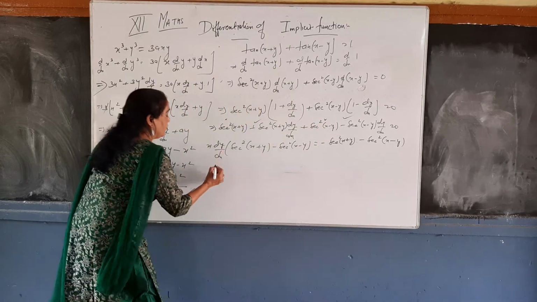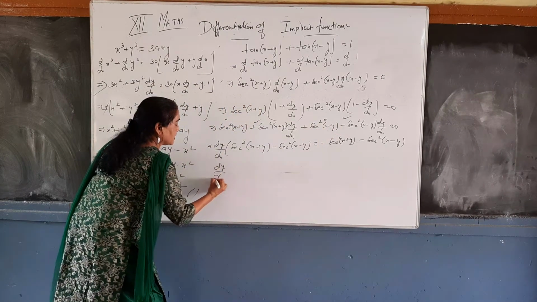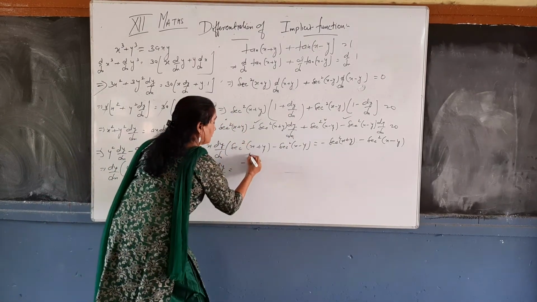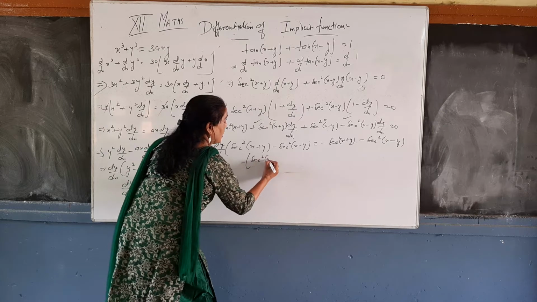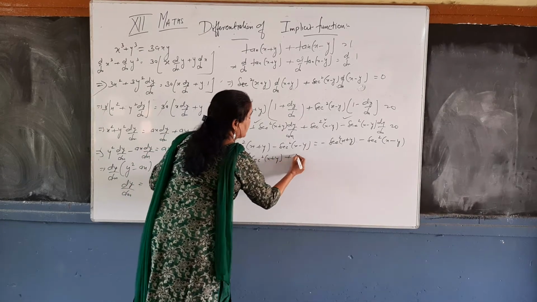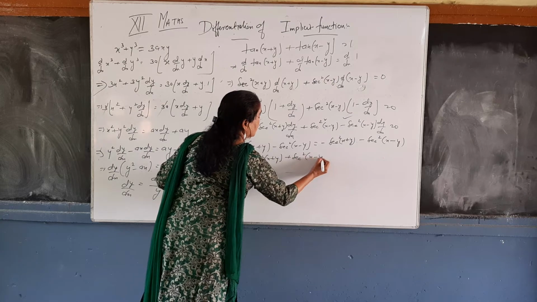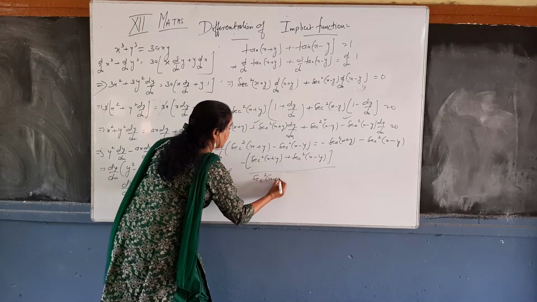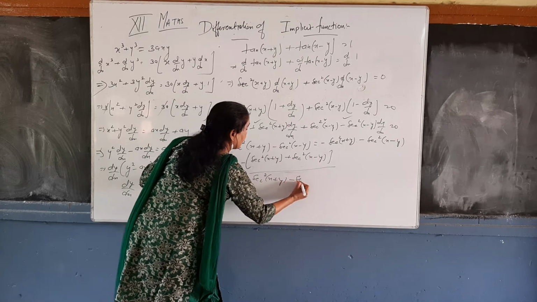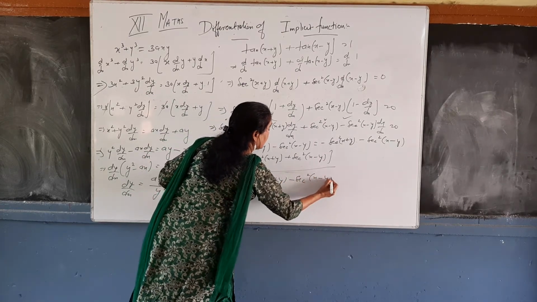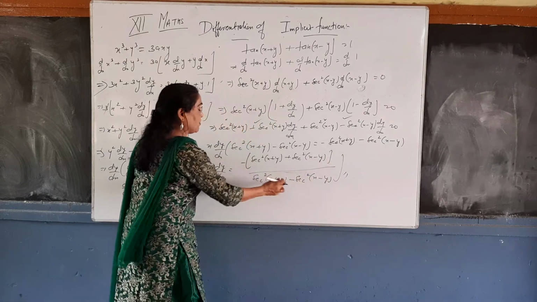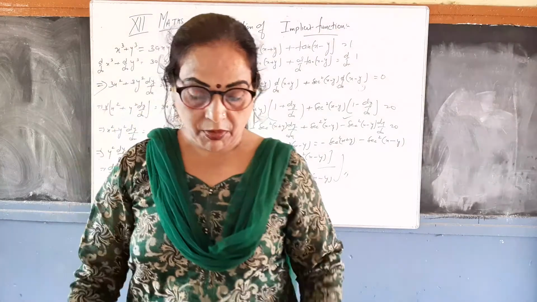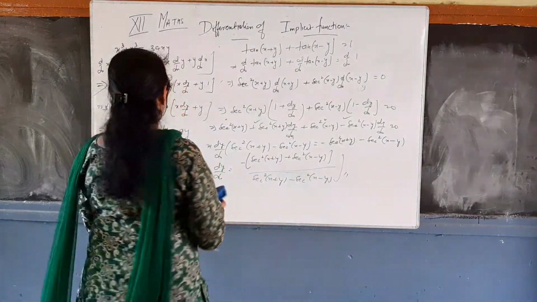Now further we will get dy by dx equal to, taking the minus sign common, sec square x plus y plus sec square x minus y upon sec square x plus y minus sec square x minus y. You can leave it like this, or multiply the minus sign on this side, and you will also get the answer. Just in the same way you have to do it. Now the next question.